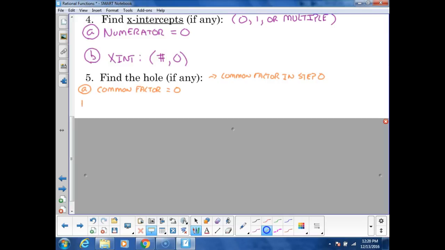So if the common factor is equal to 0, then it would be a common 0, right? Okay, that's just learning back our Algebra 2. So I find f of our common 0, and then the hole is at the point, the common 0, comma, f of the common 0.